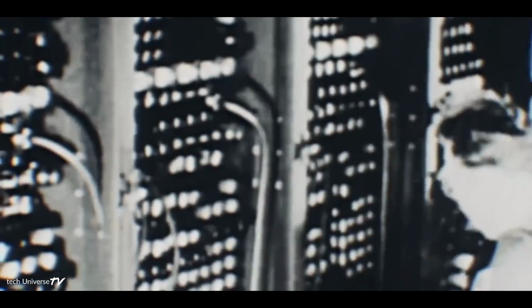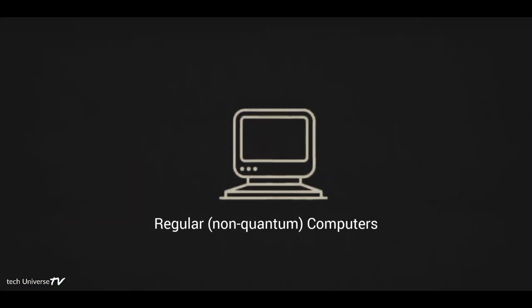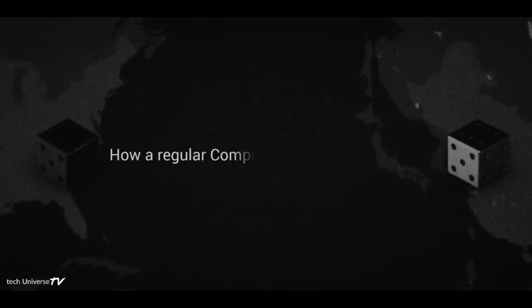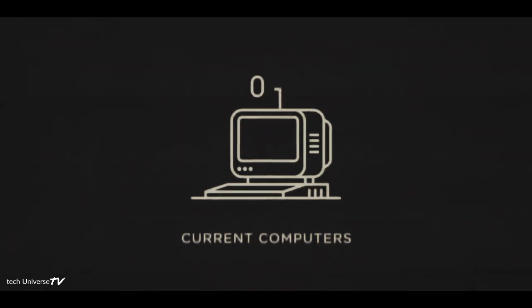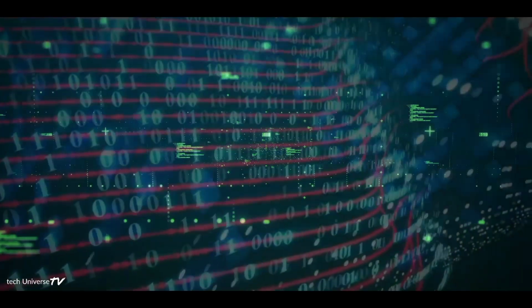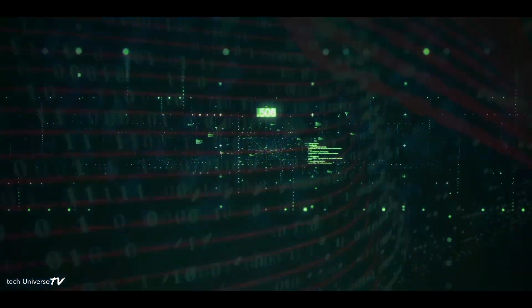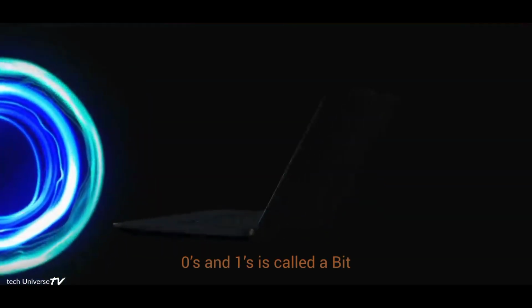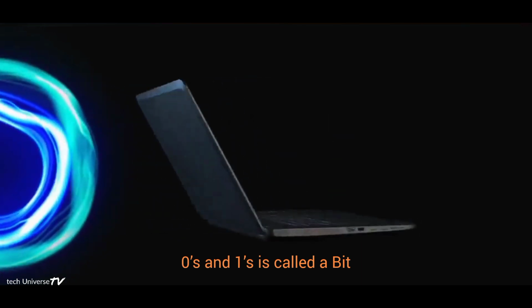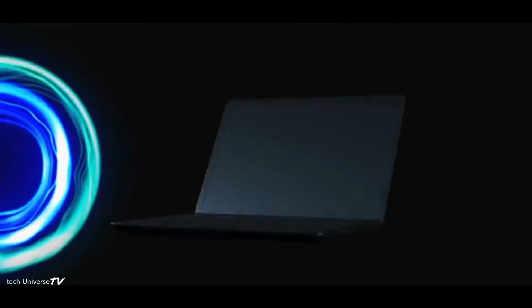To explain what a quantum computer is, I'll need to first explain a little bit about regular, non-quantum computers. How a regular computer stores information. Now, a regular computer stores information in a series of zeros and ones. Different kinds of information, such as numbers, text, and images, can be represented this way. Each unit in this series of zeros and ones is called a bit. So a bit can be set to either 0 or 1.